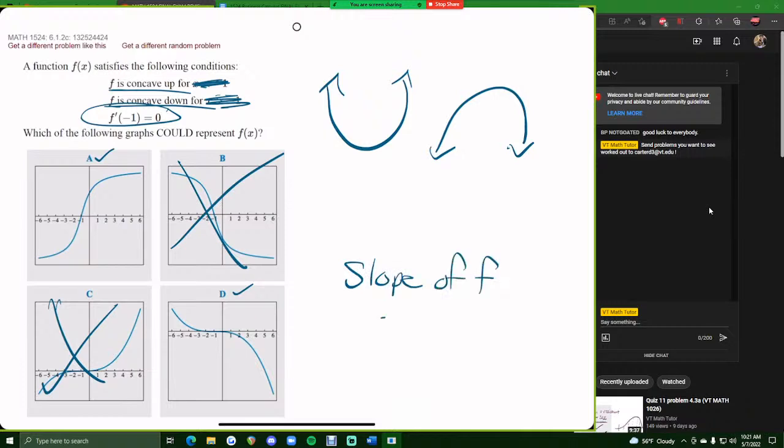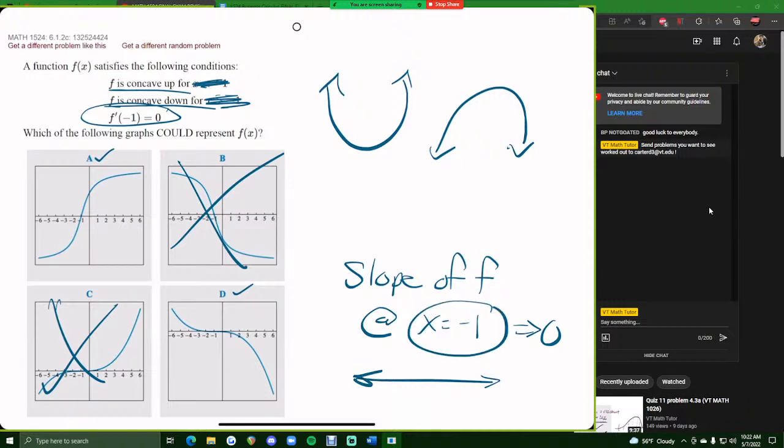Slope of F at x equals -1 equals 0, which means the slope of F should be flat at x equals -1. So at -1, A has a very steep positive slope, so that slope is not 0. D has a very flat slope, a 0 slope at -1. So D is our answer.